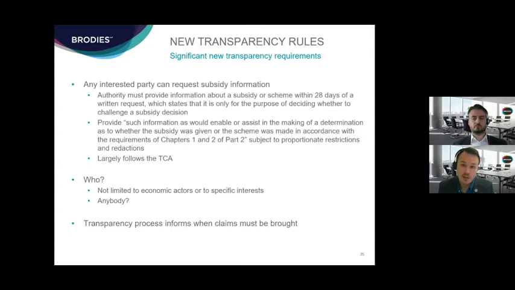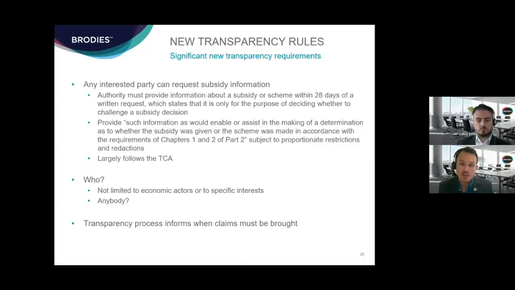So what the granting authority has to do is provide such information as would enable or assist the requester to decide whether the scheme or subsidy is in accordance with all of the rules that we've been talking about. And then they can apply whatever restrictions or redactions are necessary to protect commercially sensitive information, for example. Who can request this information? Well, it's not limited to economic actors or to specific interests, so it's not limited to competitors, but that doesn't mean that it's open to anybody to request these things.